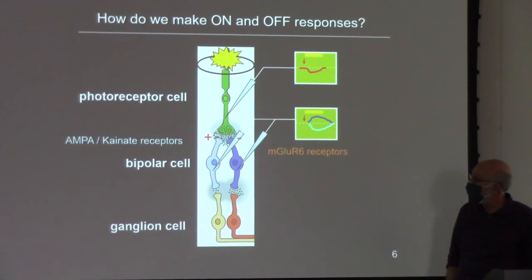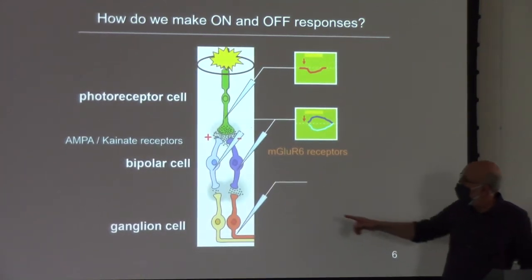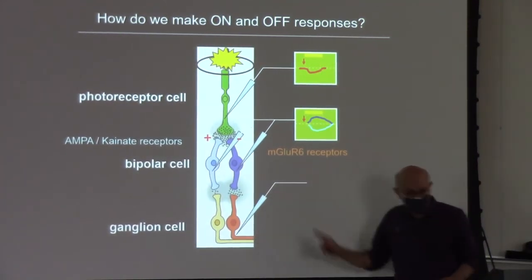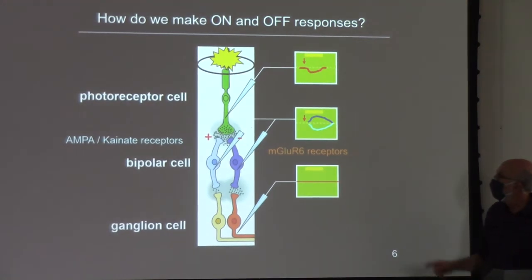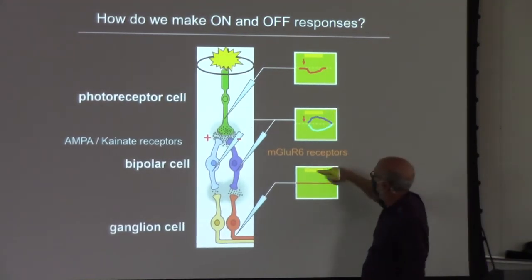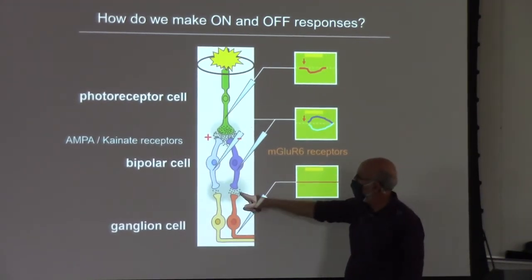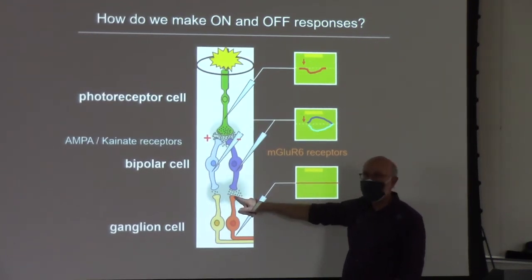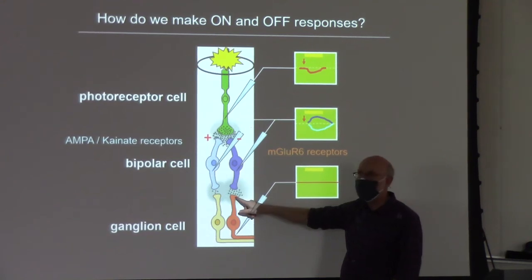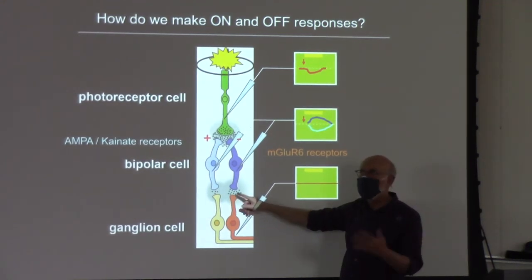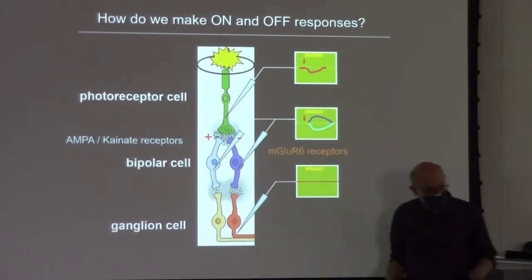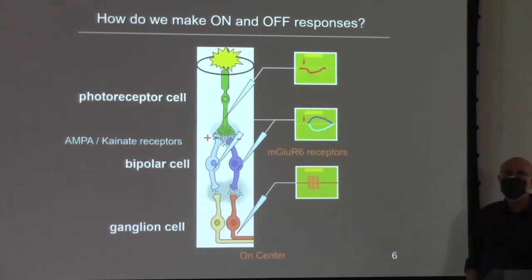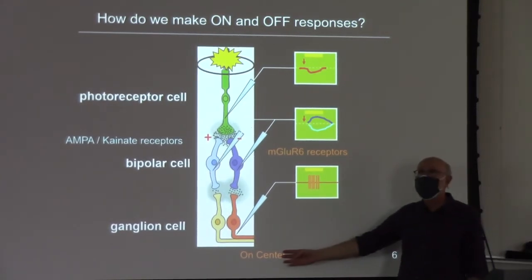So let's build it. We're going to record from this axon. Light, more glutamate, more excitation, excitatory glutamate receptors here, more excitation, more depolarization. More depolarization would lead to a higher frequency of action potentials, and the orange cell is the on-center cell.